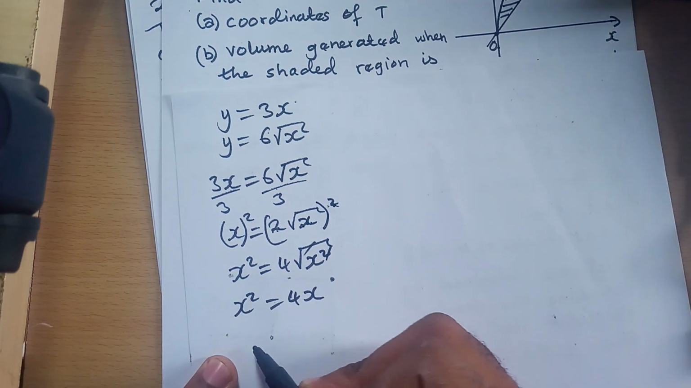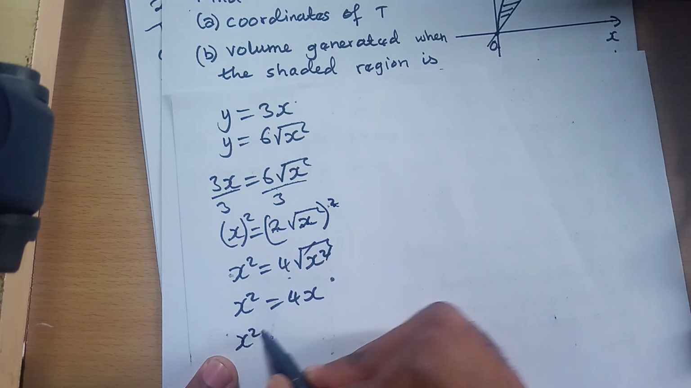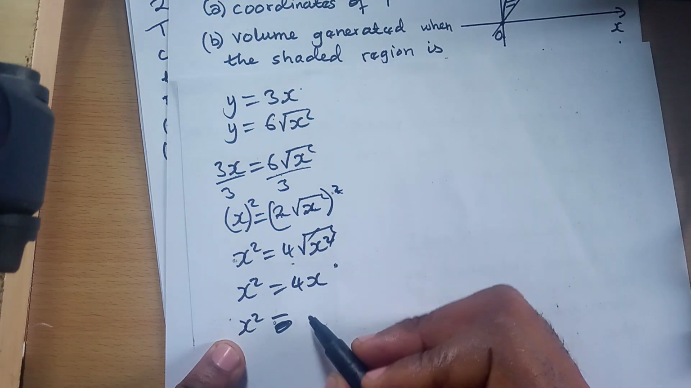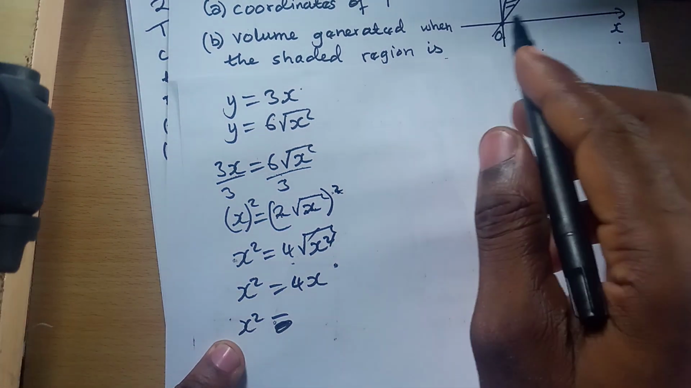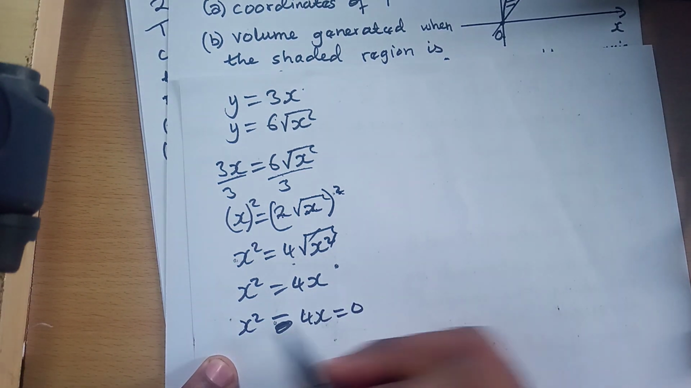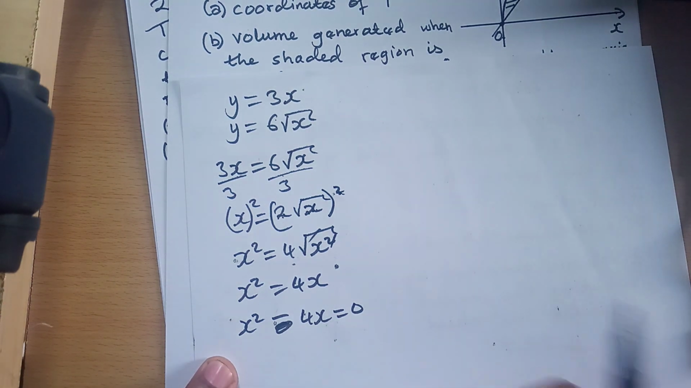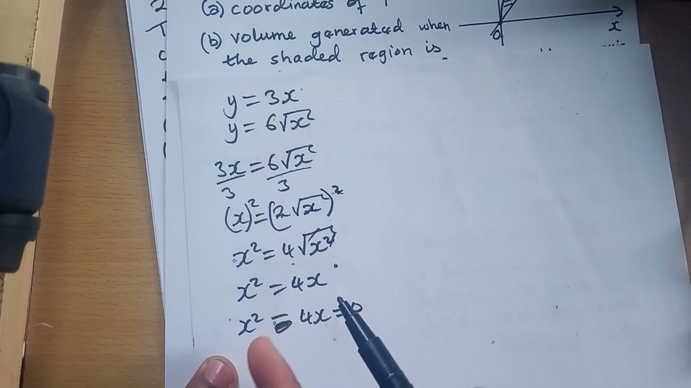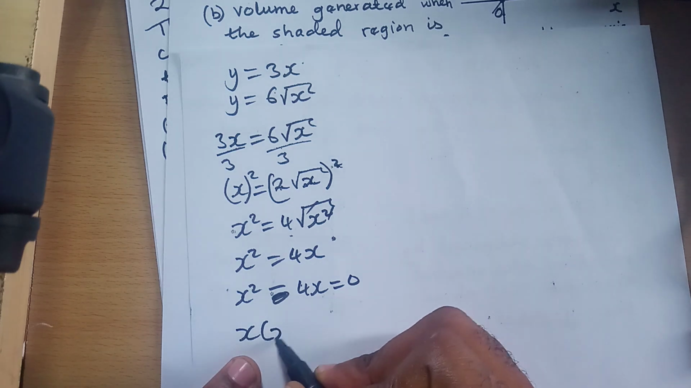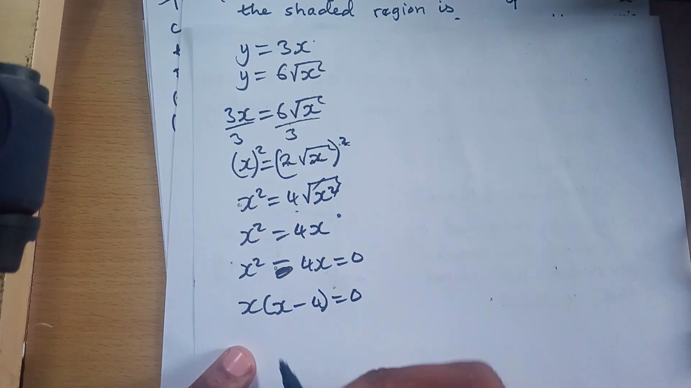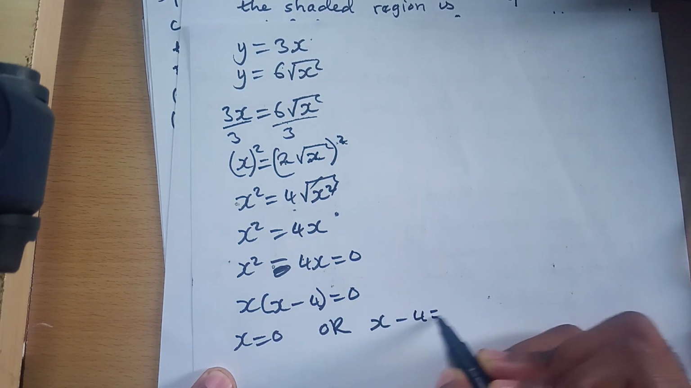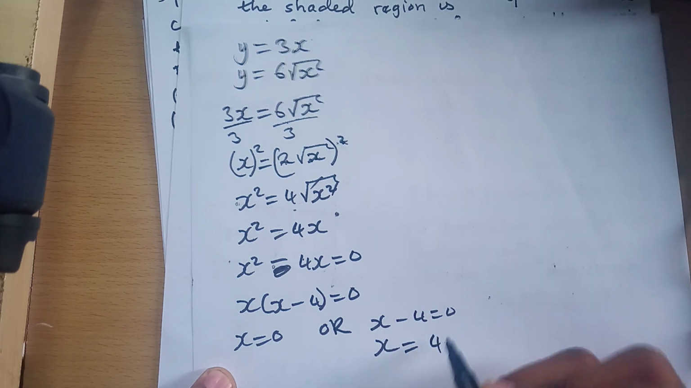this. And then when I take the 4x to the other side, please don't divide both sides by 4x or maybe by x. You will lose one of the values, despite the fact that it may not be required here. So you can use factorization methods or any other method of solving quadratic equations. Factorization is easier. I can just factor out an x, then I have this. So either x is equal to 0 or x minus 4 is equal to 0. So x will be equal to 4.